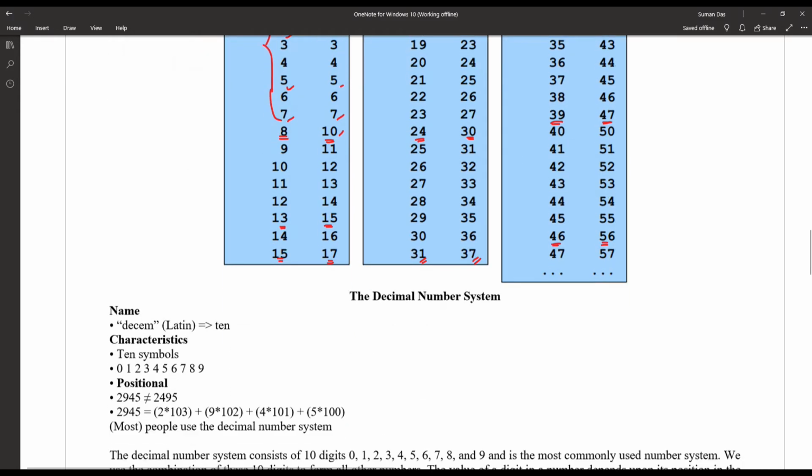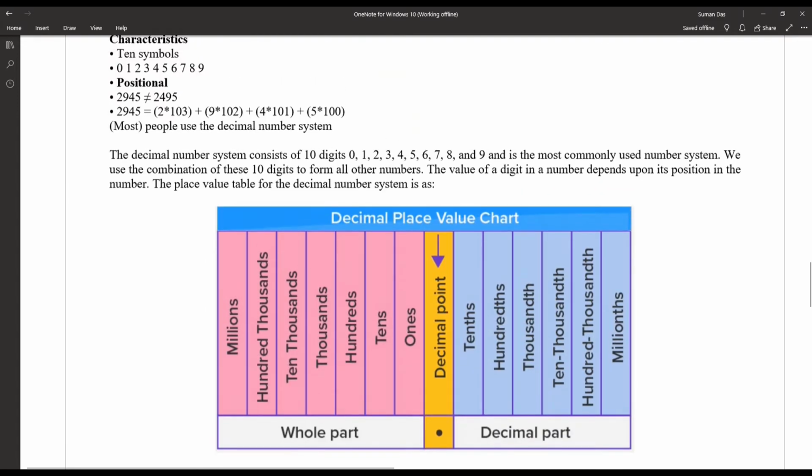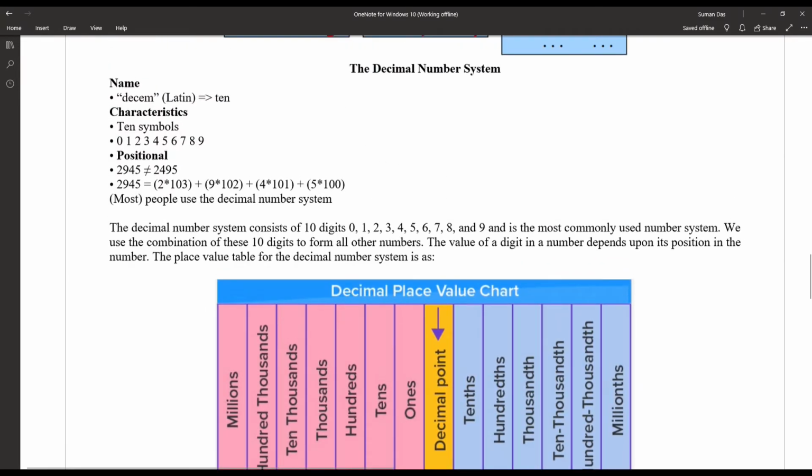Now we will proceed to the decimal number system. In the decimal number system, the term decimal has been derived from the Latin word decem. Decem is the Latin word which means 10. So its characteristics: it has 10 symbols, and those are 0, 1, 2, 3, 4, 5, 6, 7, 8 and 9. The most often used number system is particularly the decimal number system.